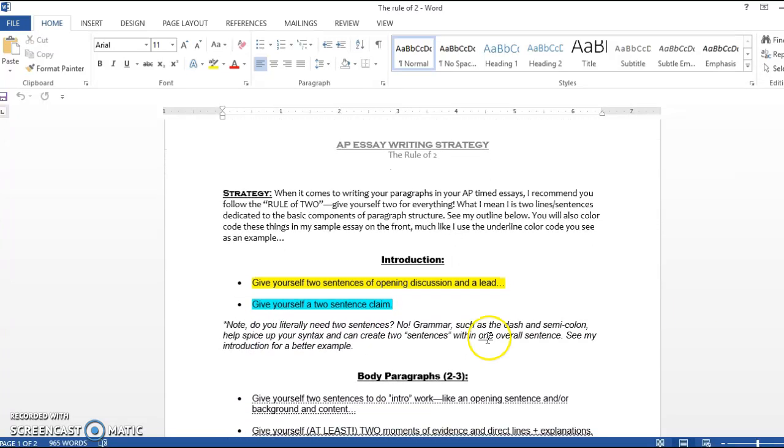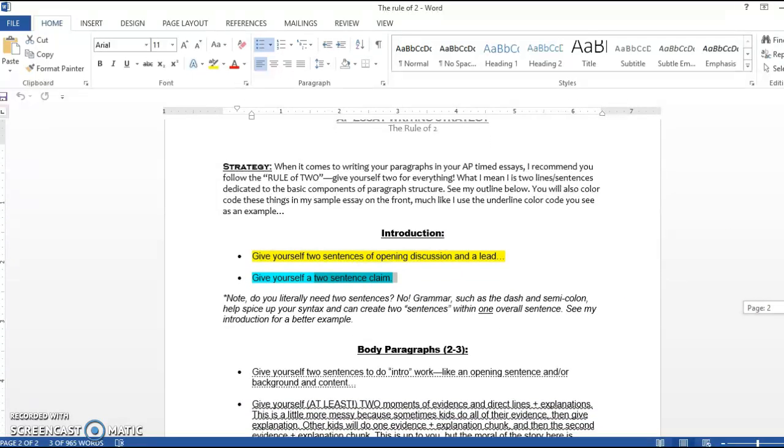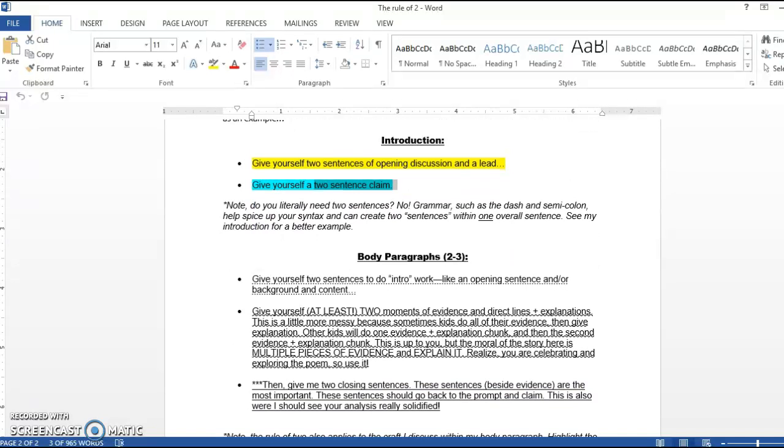Next, I need you to look at the strategy. So the rule of 2 is a strategy where you give yourself 2 of everything. Basically, anytime you have a sentence or a paragraph structure that you need to create, give yourself 2 sentences to do it. Give yourself 2 sentences to lead in the introduction. Give yourself 2 sentences to create your thesis or your claim. The more you give me as an AP reader, the more I can give back to you in terms of scoring.